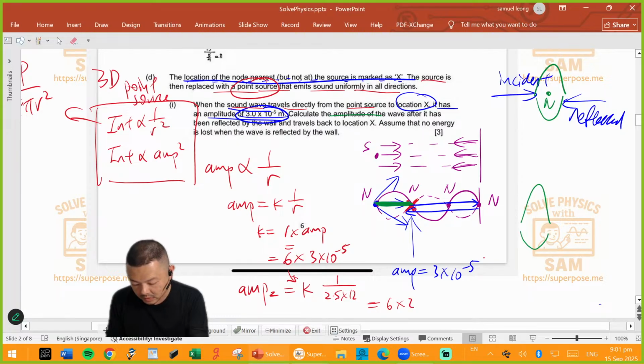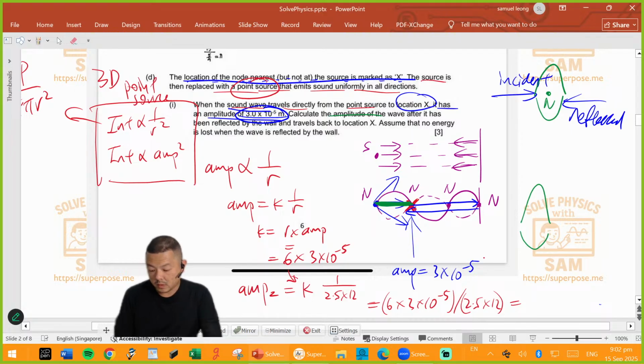So 6 times 3 times 10 to the power minus 5 divided by 2.5 times 12. Yeah. So how much is that? What's the new amplitude? I don't have a calculator.